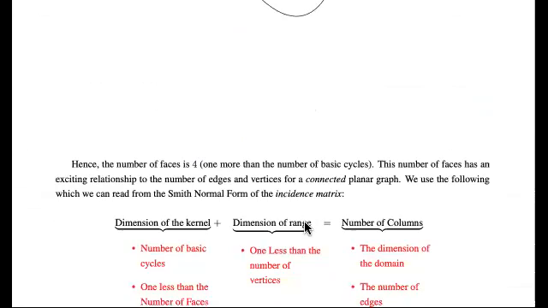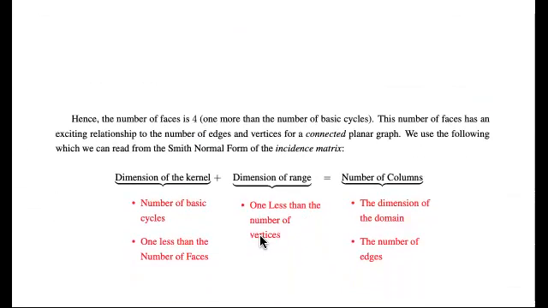Something interesting to think about is this idea from the Smith normal form of the incidence matrix: the dimension of the range plus the dimension of the kernel is equal to the number of columns. That's true for any matrix, especially since we had an analysis of the Smith normal form to get there. So remember what the dimension of the range was earlier. It was 1 less than the number of vertices.